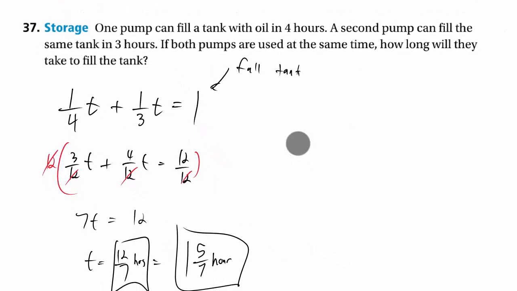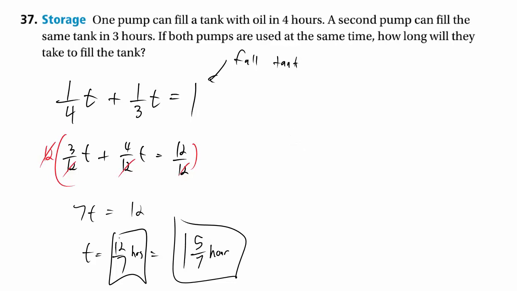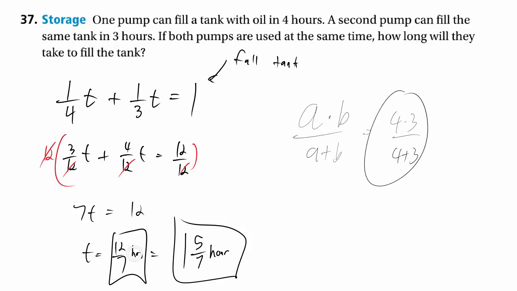Now, if you leave it as an improper fraction, you get to see the connection to a formula we get to use: A times B over A plus B. If you notice, 4 times 3 is 12, 4 plus 3 is 7. This is the shortcut to do these. You are more than welcome to use this shortcut. I'm not going to give this to you, but you're welcome to memorize it.